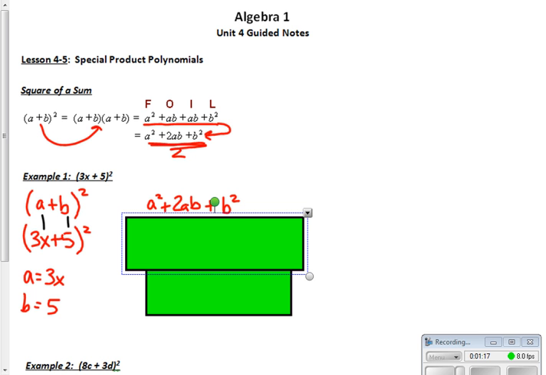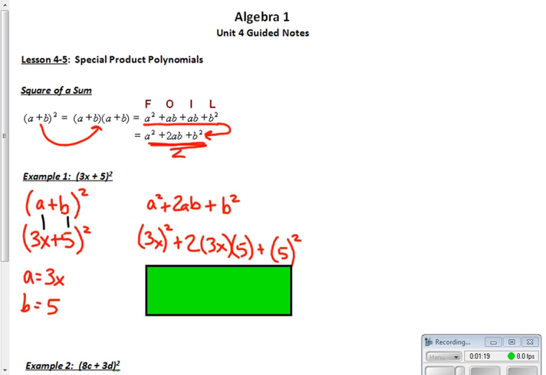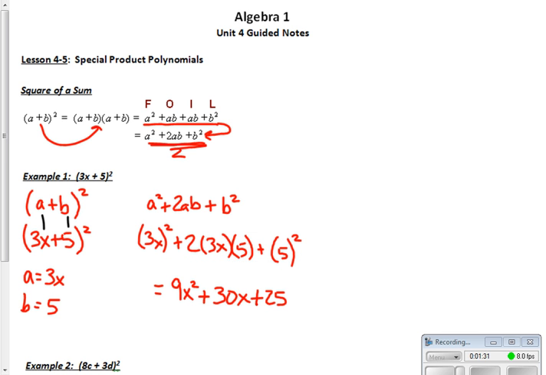When you do your substitution, put in 3x for a and square it, plus 2 times 3x for a and 5 for b, plus 5 for b squared, and we need to square that. Do all your computation. We have (3x) squared, which gives us 9x squared, plus 2 times 3 times 5 is going to give us 30x, and 5 times 5 gives us 25. So this would be it, simplified.